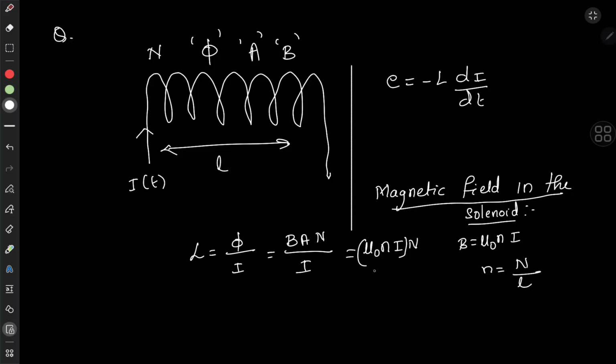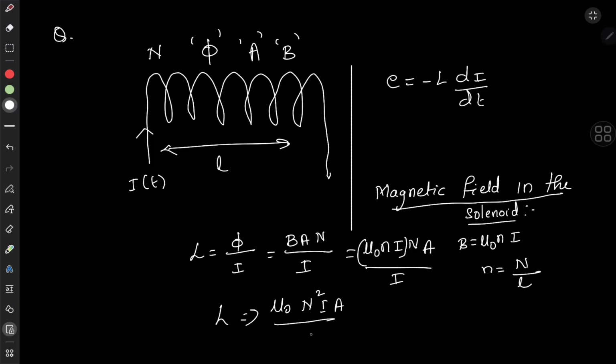Now let us substitute, divided by I. Then L is equal to mu naught, n can be written as capital N over length, I is there, and again N is there, so we can write it as N square. And mu naught, n, I will be there, and here we have to write the area.